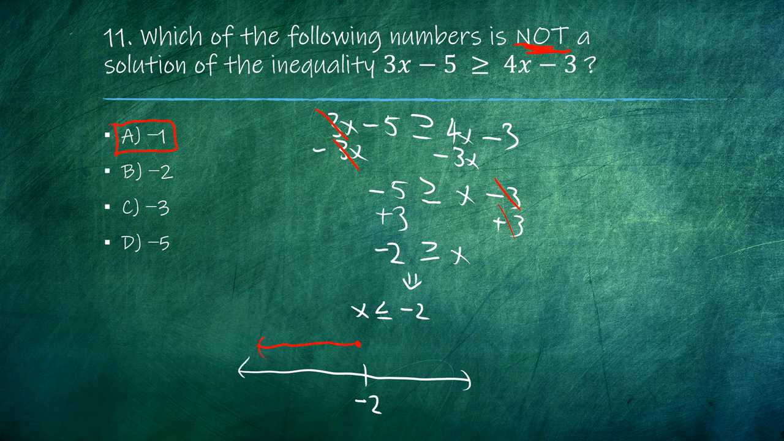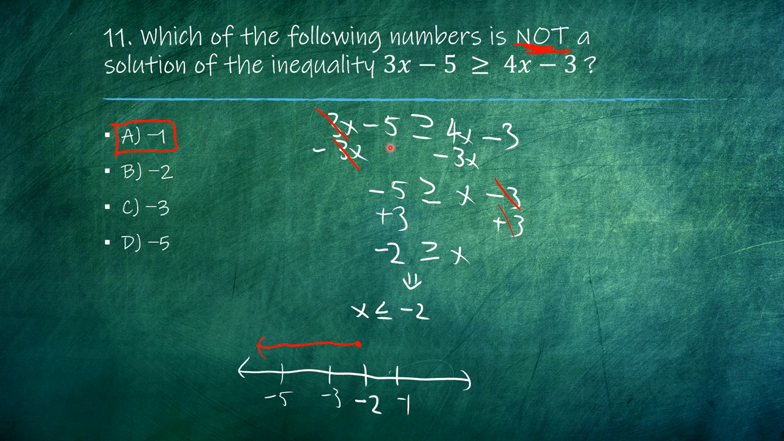Now remember, the question is asking you which of the following is not. So right off the bat, if you look at answer A, negative 1, negative 1 is right here. We know right off the bat this is not one of the solutions. Whereas negative 2, yes, negative 2 is here. Negative 3 is here. Negative 5 is here. So everything else is a solution except negative 1. So that's your answer, A.